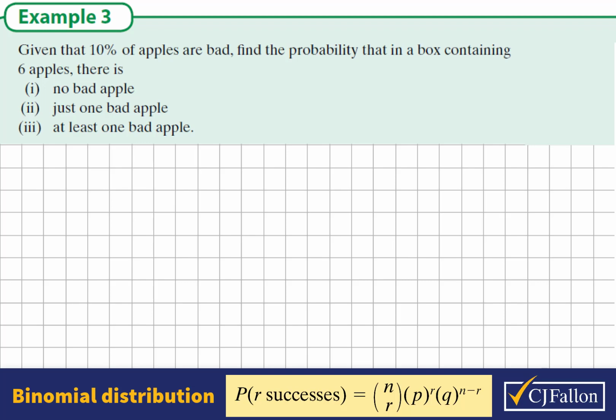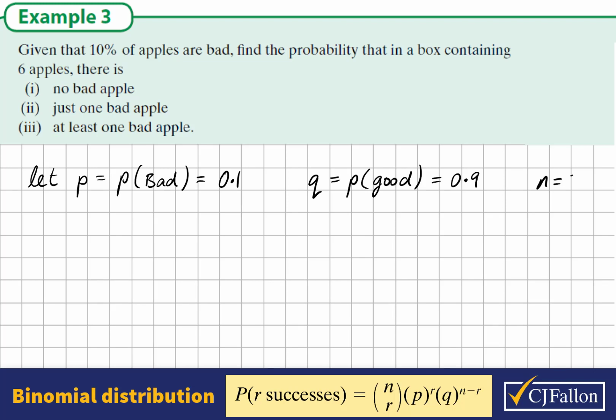Starting off, we want to work out what the probability of success, P, and the probability of failure, Q, are. I'm going to define P success as there being a bad apple. So the probability that there is a bad apple is exactly 10% because there's a 1 in 10 chance. And Q, the probability that an apple selected is not bad, or is a good apple, is 90% or 0.9.